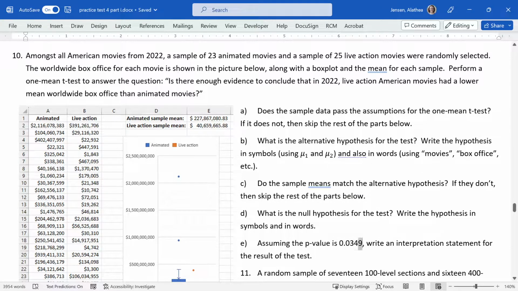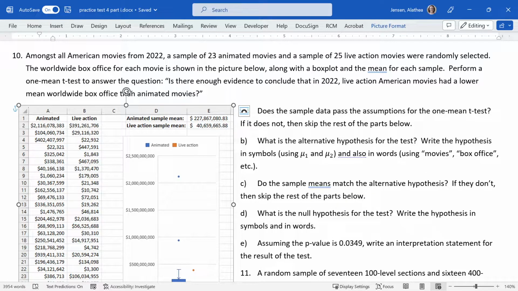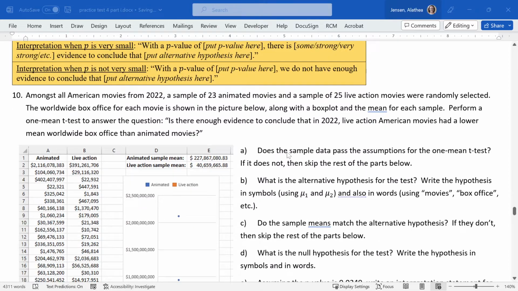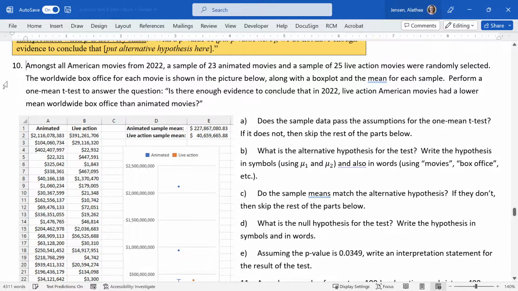For example, I'll just tell you what the p-value is, and then I'll show you the box plot and the sample means and stuff. All right, so let me get the procedure table and put it down here. Okay, so I've pasted that in, and now let's read the question.